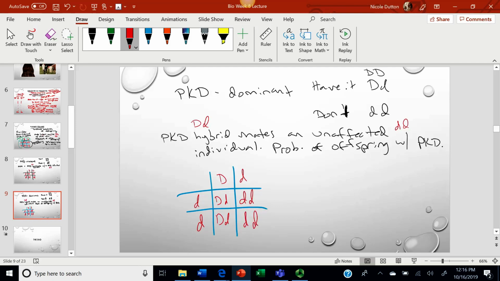Now let's look at the offspring. If you have it, all you need is one capital D. So there is about a 50% chance that their children will have this disease.